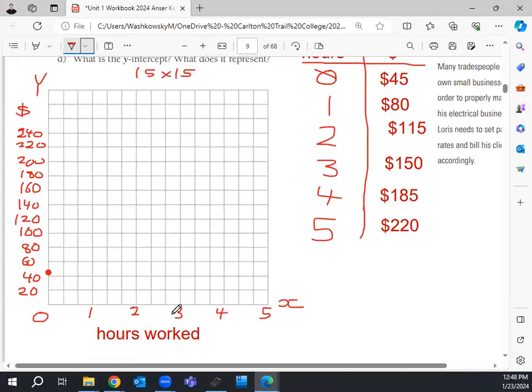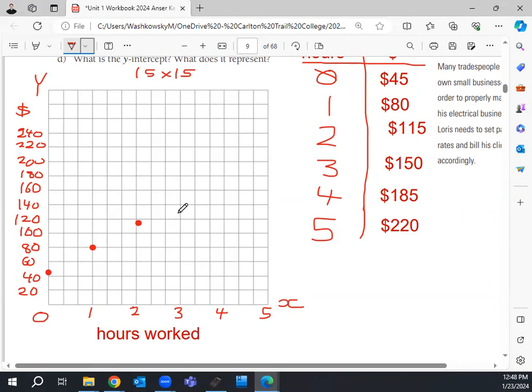We're drawing these by hand. There's going to be some human error in it. You're just doing your best guess. So at 0 hours, he makes $45. At 1 hour, he makes $80. So I find where 1 is on here, and I just follow it up along until I eventually find 80, and I plot my point. At 2, I go up to 115. That's not directly on here, so I'm just going to do my best guess at where it is.